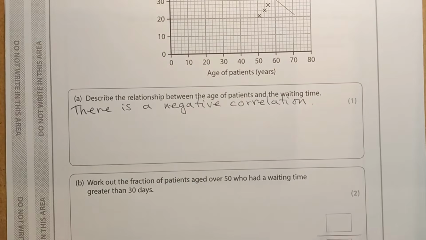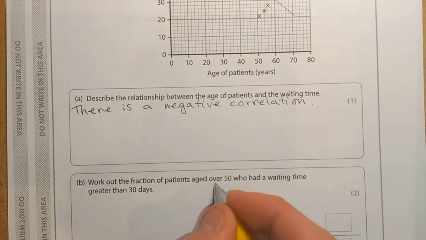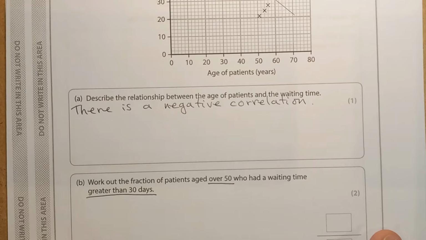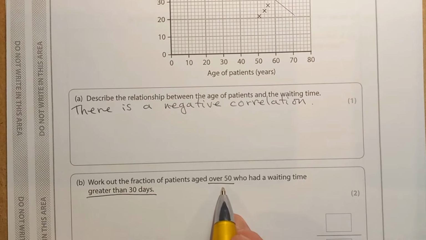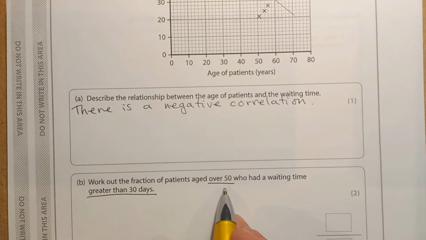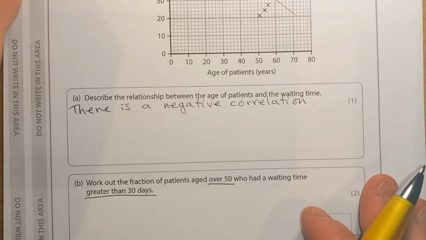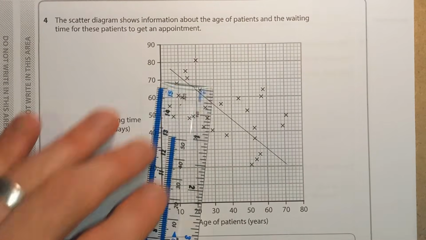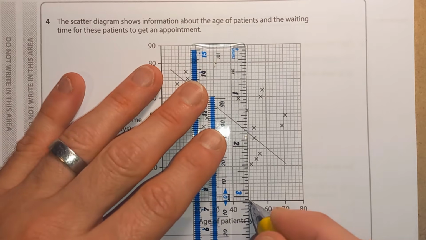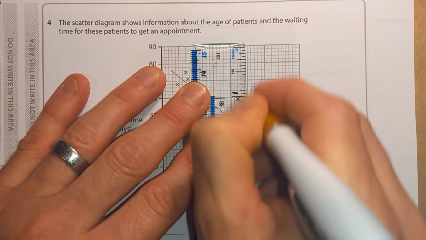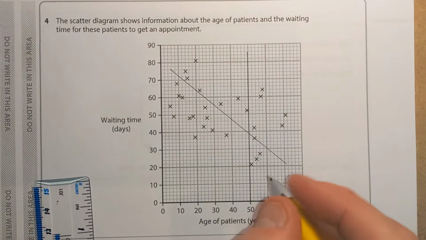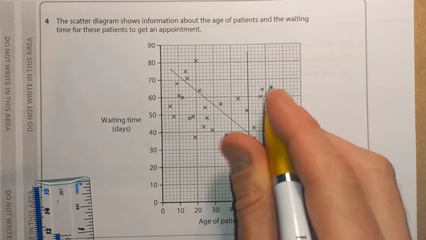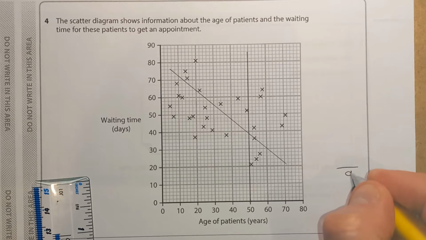Now, for part B, work out the fraction of patients aged over 50 who had a waiting time greater than 30 days. Okay, so we're just interested in the fraction of patients aged over 50. So we want to know the over 50s first of all. So if we bring this back down here. Right, so let's draw a line at 50. So how many over 50s have we got? Well, we've got 1, 2, 3, 4, 5, 6, 7, 8, 9. Okay, so it's going to be out of 9.